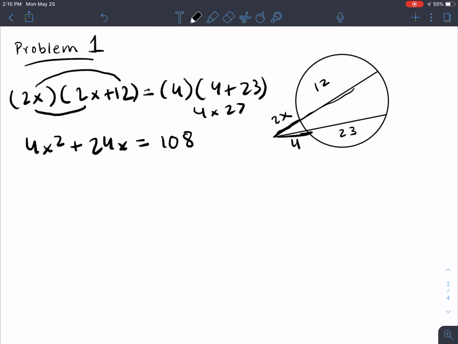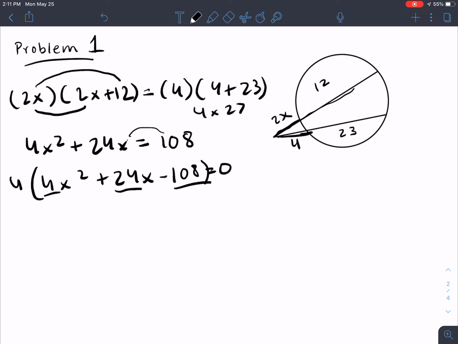And since this is a quadratic equation, I'm going to put the negative 108 on this side, so it would be equal to 0. So 4x squared plus 24x minus 108 is equal to 0. And so these numbers, 4, 24 and negative 108, are all divisible by 4. So I can simplify that to x squared plus 6x minus 27 is equal to 0.